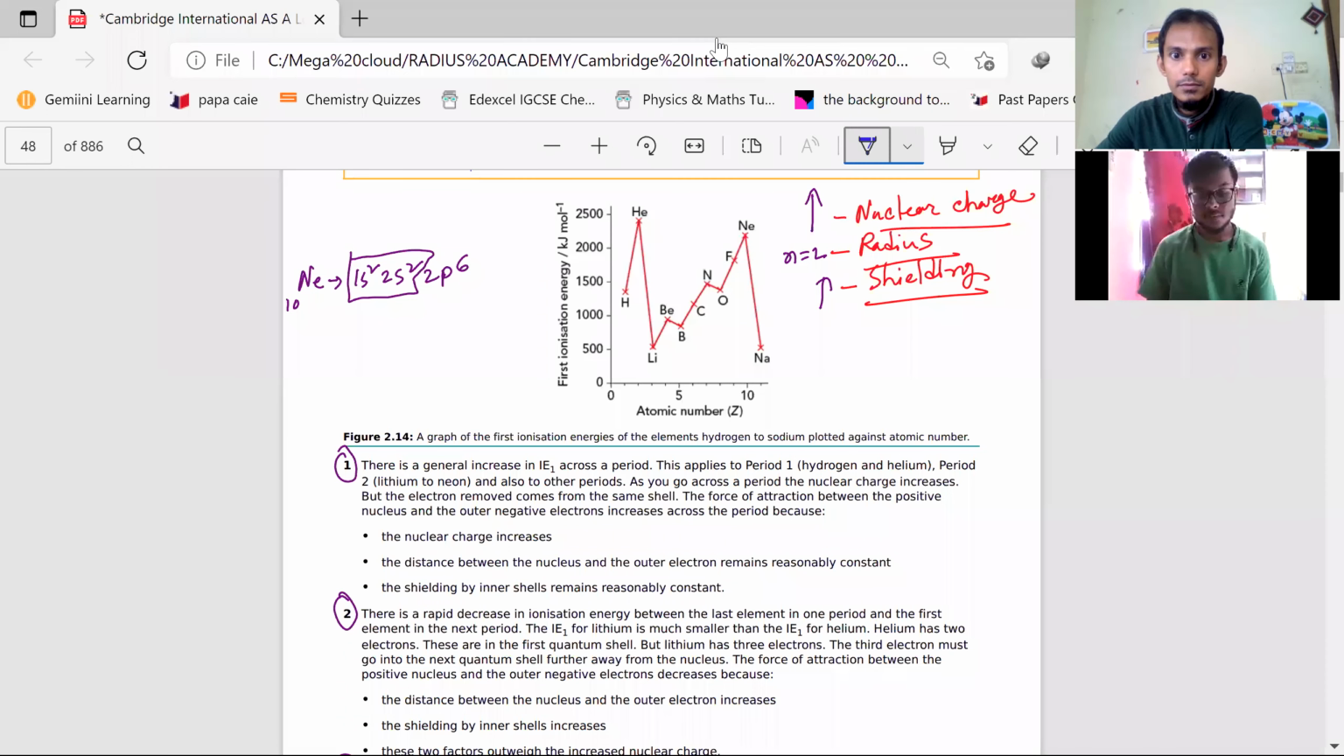Agreed? Agreed. Nuclear charge is increasing from lithium to neon. And the distance between the nucleus and outer electron remains reasonably constant.